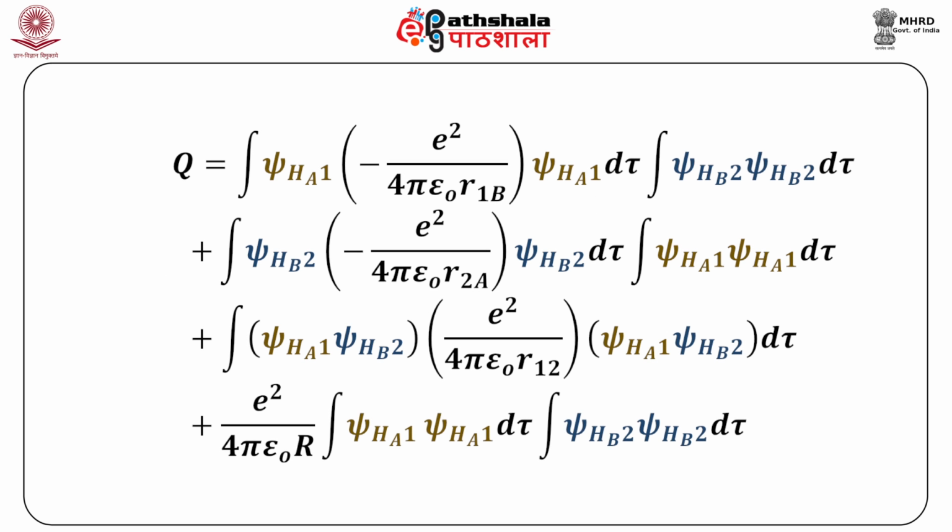If we simplify, and we know the fact that psi HA and psi HB are normalized, Q becomes this: Q is minus integral psi HA1 E square upon 4 pi epsilon 0 R1b psi HA1 d tau, minus integral psi HB2 E square upon 4 pi epsilon 0 R2a psi HB2 d tau, plus integral psi HA1 psi HB2 E square upon 4 pi epsilon 0 R12 psi HA1 psi HB2 d tau, plus E square upon 4 pi epsilon 0 R. So these are the four terms which we are getting.